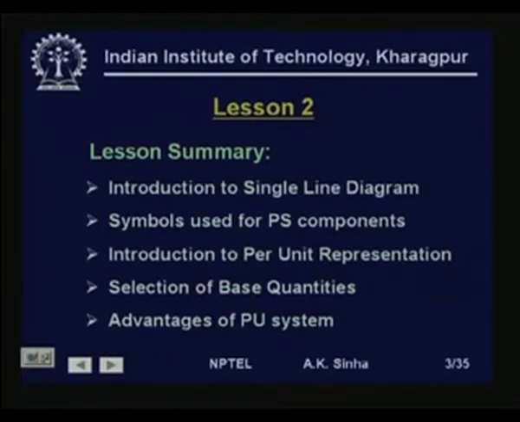In this lesson 2 we will start with introduction to single line diagram, then we will talk about the symbols which are used for various power system components in single line diagram, then we will go on building single line diagram for power system. After that we will go to the per unit representation of power system. We will talk about how to select the base quantities, and finally we will talk about the advantages of a per unit system.